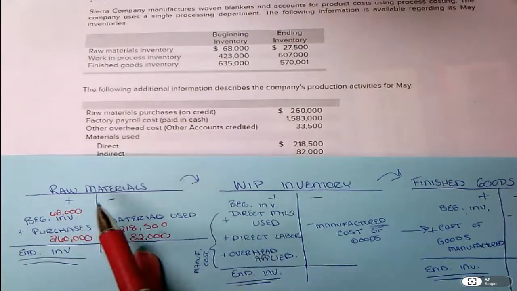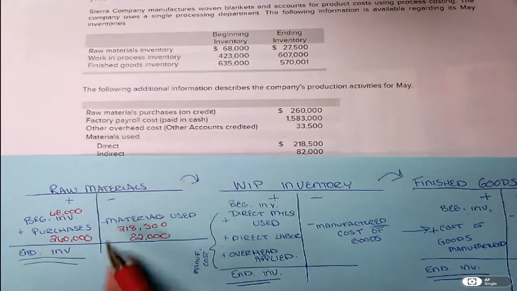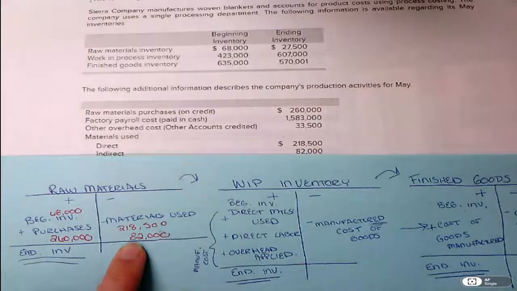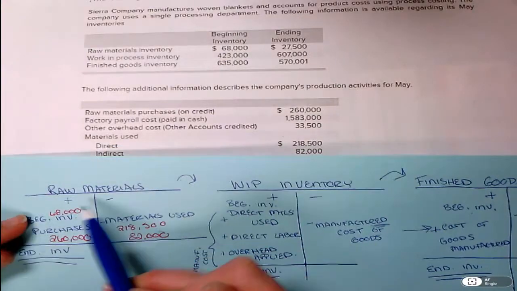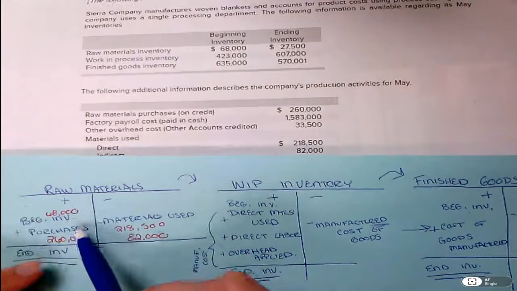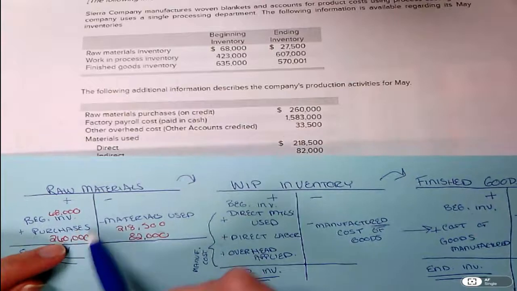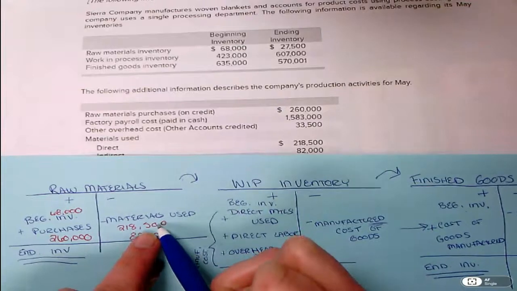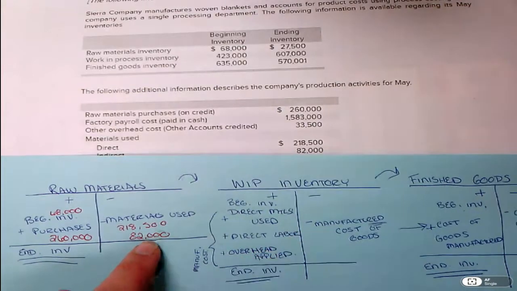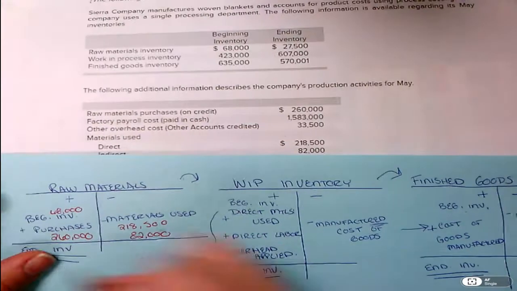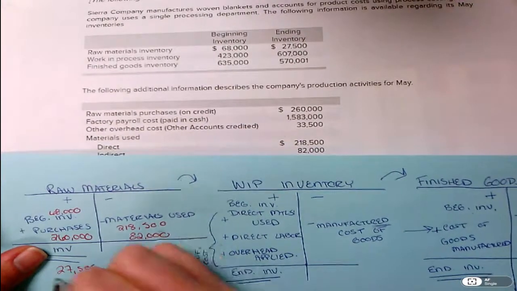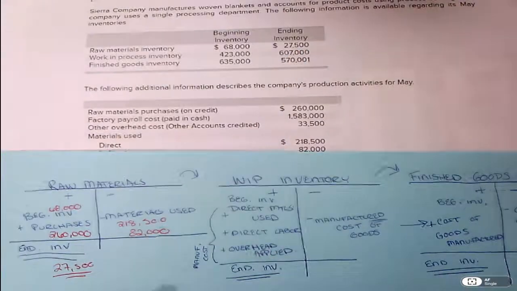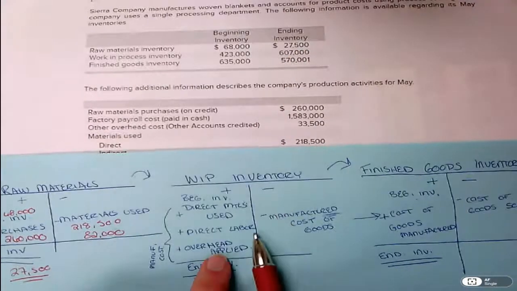I can solve for my ending inventory, though it's already given to us. If you want to check your work, make sure you're doing this correctly, take 68,000 plus 260,000, the positive side, minus 218,500 minus 82,000. You get $27,500, just like our balance tells us we should. Do the same with each account. Fill in what you know.